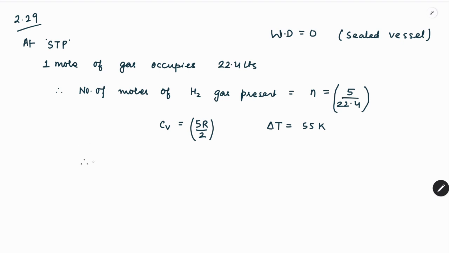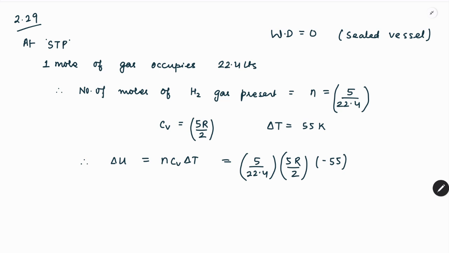So if we calculate the internal energy change delta U, which is given by n CV delta T, then the number of moles is equal to 5 divided by 22.4, CV is 5R by 2, and the change in temperature is 55 Kelvin. Since it is cooled by 55 Kelvin, we are writing over here minus 55 Kelvin. That is, the change in internal energy will be negative. So on solving this, we obtain delta U is minus 255 joule.